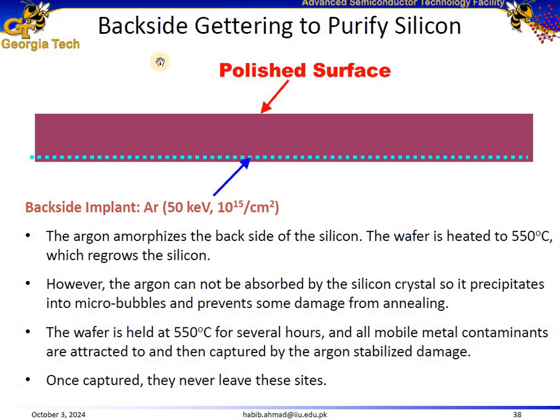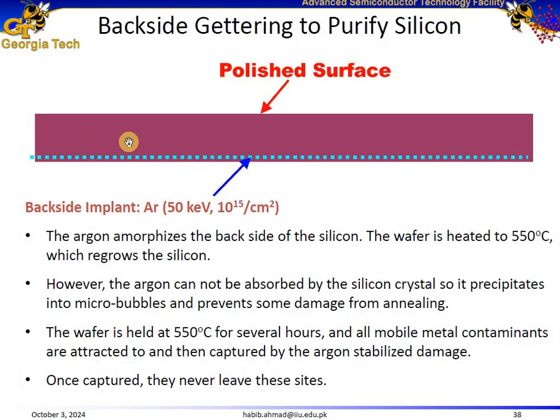So we know that this top side of the wafer is the polished surface where we want to grow the semiconductor devices. On the back side, we introduce argon ions, which are implanted into the wafer at an energy of 50 kiloelectron volts and at a dose of 10 to the power 15 per centimeter square. The argon actually amorphizes the backside silicon. We know that ion implantation introduces damage by dislodging atoms from their lattice sites.